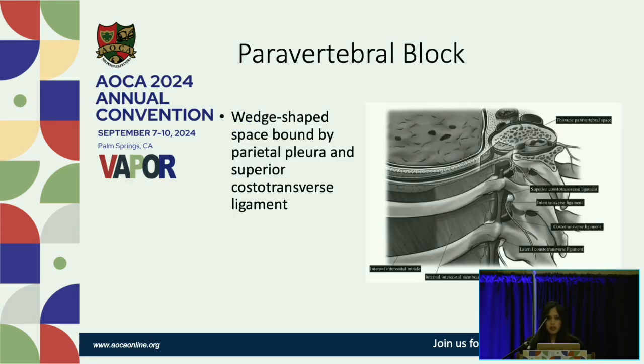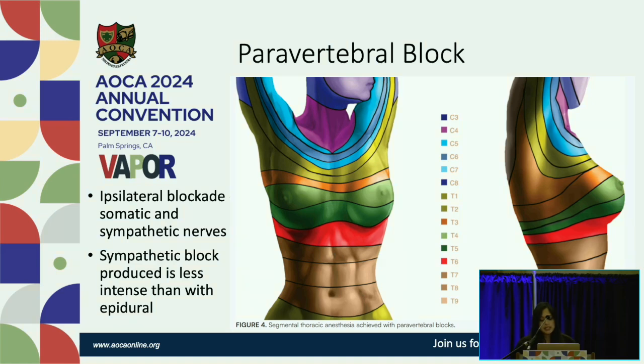So moving on to the paravertebral block, the thoracic paravertebral space is a wedge-shaped space located on either side of the vertebral column. Anterolaterally, it is bound by the parietal pleura. Posterior border is formed by the superior costotransverse ligament, and the base of the wedge is formed by the posterolateral surface of the vertebral body. So the paravertebral space can be accessed to block the thoracic spinal nerves as they exit the intervertebral foramen.